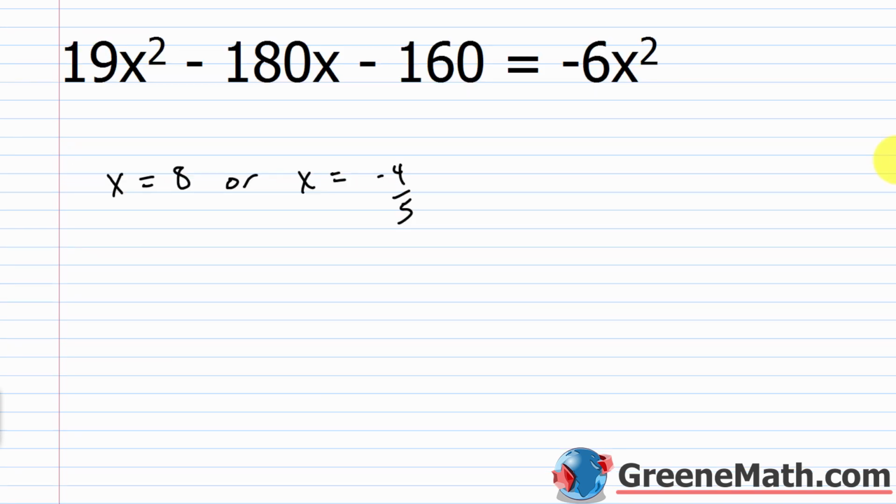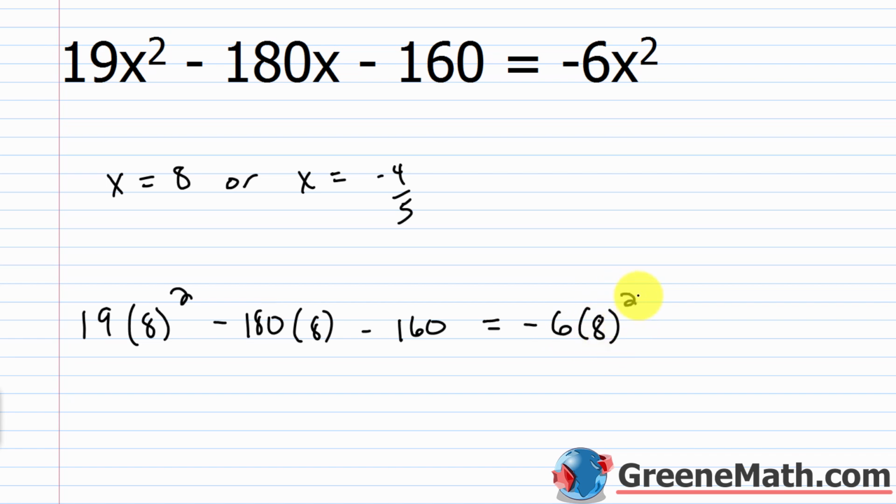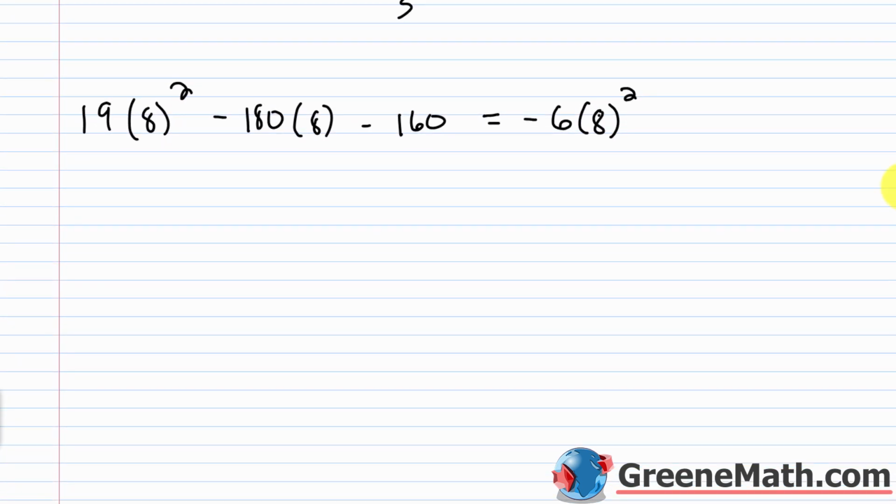All right, so let's check each one now. So we would have 19 times, plug in an 8 for x, so that's squared, minus 180 times, plug in an 8 for x, minus 160, and this equals negative 6, plug in an 8 for x, and then it's squared. All right, so 8 squared is 64. Then 64 times 19 is 1,216. So let's write 1,216. Then minus 180 times 8 is 1,440. Then minus 160. This is equal to 8 squared is 64. And 64 times negative 6 is negative 384.